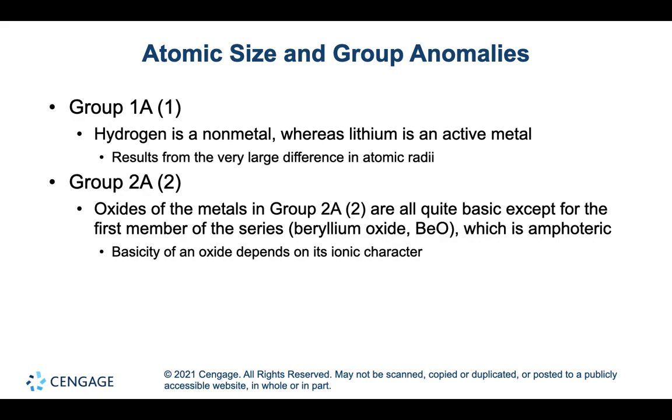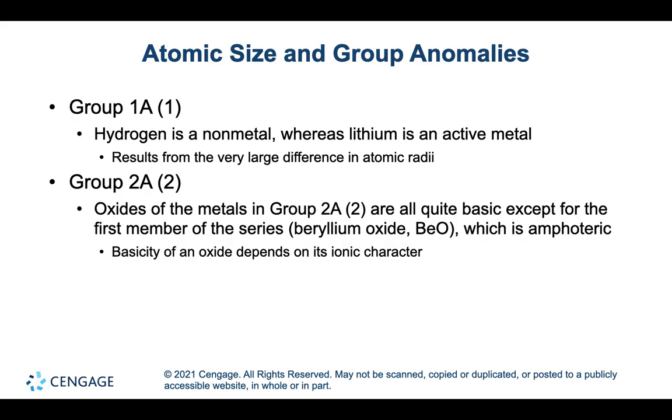It can be H+1, it can be H-1, hydrogen ion or hydride. So hydrogen is sort of unique. It's in that column, but it doesn't really fit with that column very well. It's more of a nonmetal in a metal column. Hydrogen is a nonmetal, lithium is a very active metal. And the difference is that hydrogen is much smaller than lithium.